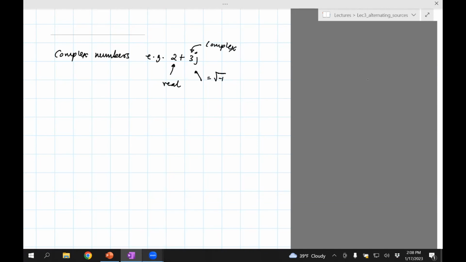One way people like to show this on a plot is that this is the x-axis, and this is what is on the y-axis. So 2 plus 3j on the xy axis would be x equals 2 and y equals 3. So 2, 1, 2, 3. So x equals 2. This is 2 plus 3j.